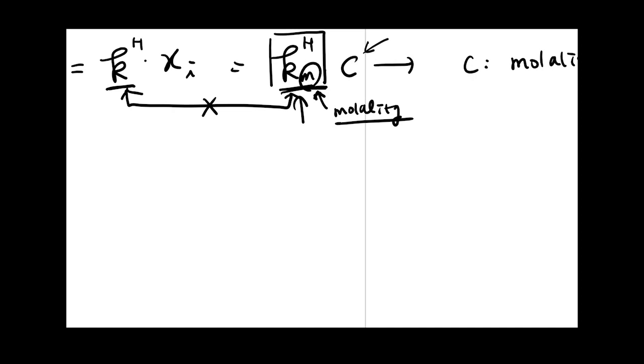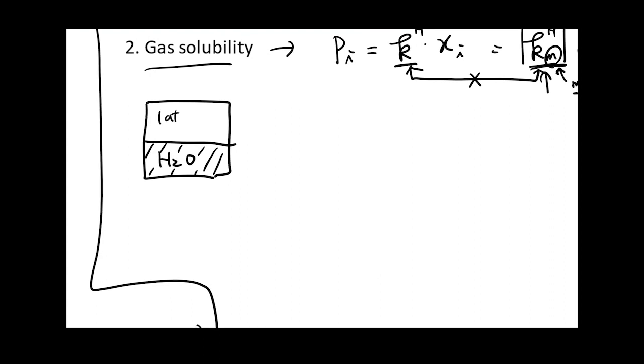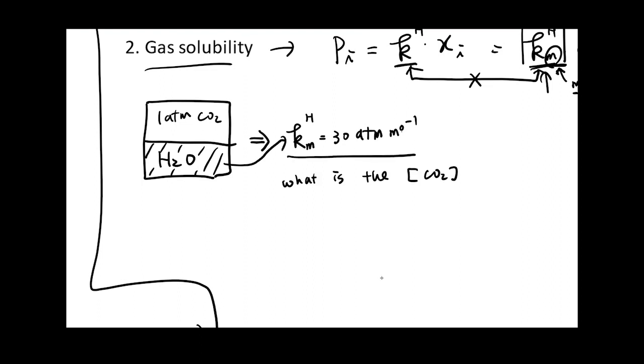Okay, so let's talk about some examples. Assume you have a container with a water solution, let's say H2O. Inside you have 1 atm of CO2. If I give you the Henry's law constant of CO2 in water as 30 atm per molal, then I want to know what the CO2 concentration inside the water is.